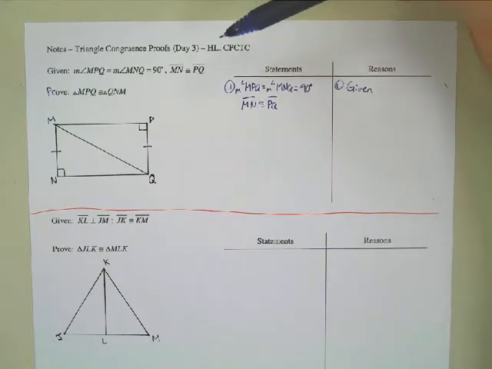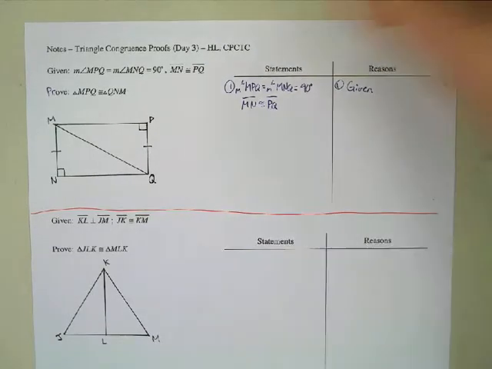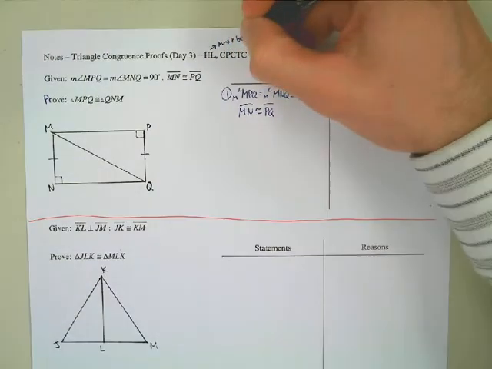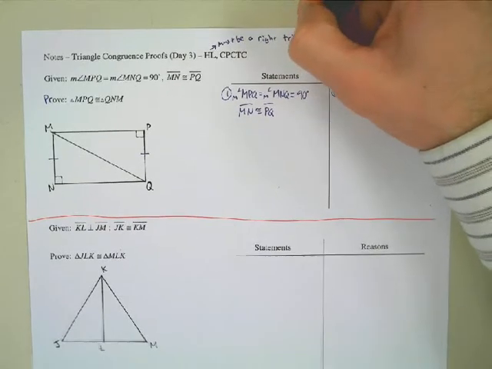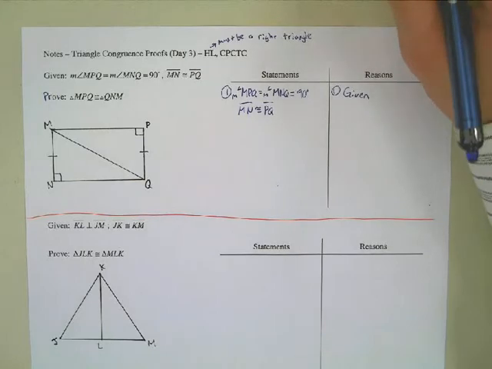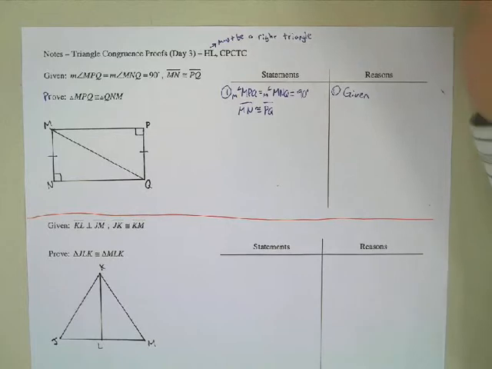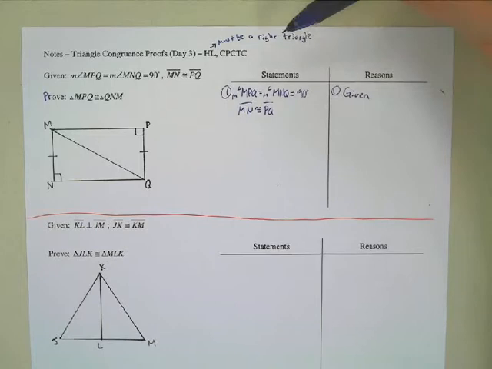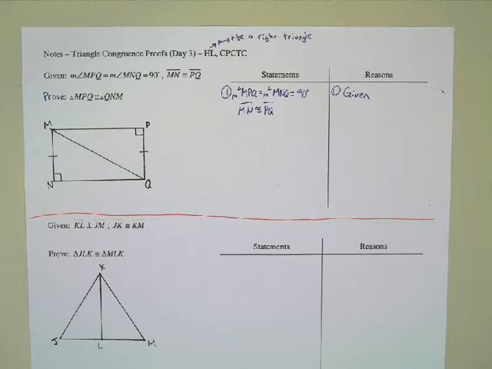Now, to have a hypotenuse in a triangle, what kind of triangle must we be dealing with? Yeah, it must be a right triangle. So to use hypotenuse leg, it must be a right triangle. Now, just because the triangle is a right triangle does not mean it's necessarily going to be hypotenuse leg. But if it's a hypotenuse leg, it must be a right triangle that you're dealing with, because only right triangles have hypotenuses.